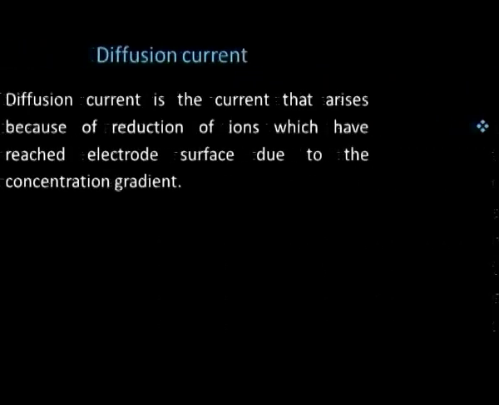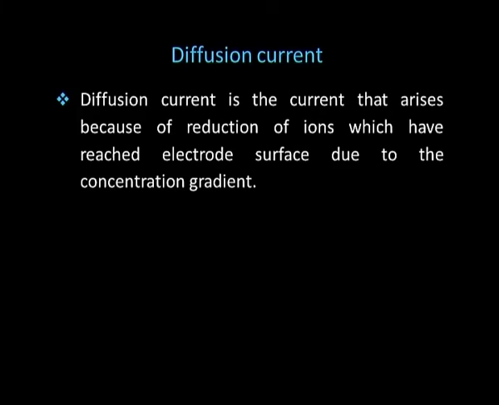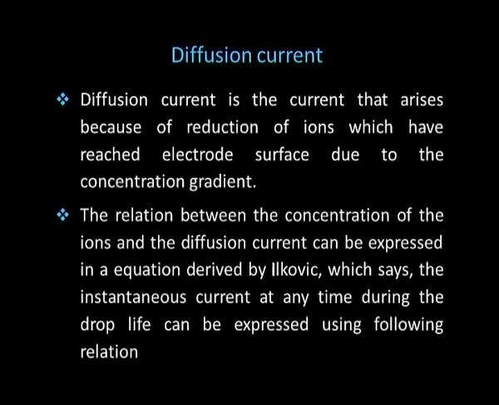Diffusion current is the current that arises because of reduction of ions which have reached the electrode surface due to the concentration gradient. The concentration of ions at the electrode surface is virtually 0, whereas its concentration is higher in the solution, and therefore, the ions flow from higher concentration to lower concentration.